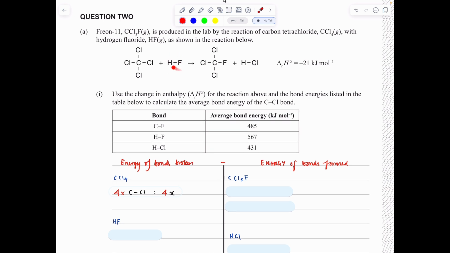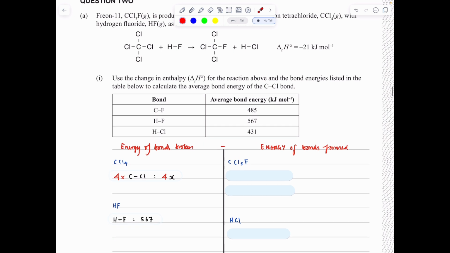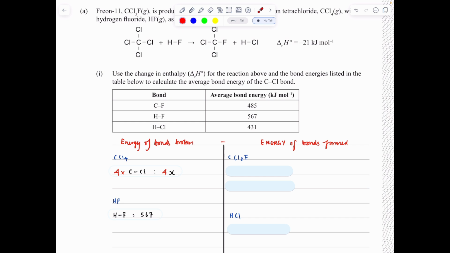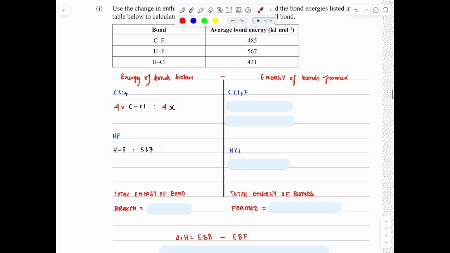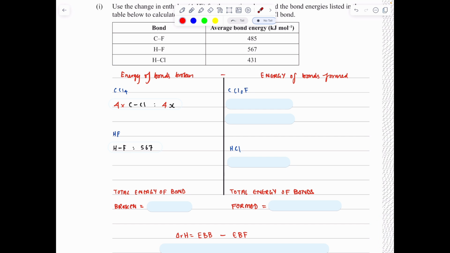The next molecule we're dealing with is HF. According to the table, HF has a bond energy of 567. Because there's only one of them, it's just going to stay as 567. So the total energy of bonds broken is going to be 567 from the HF plus the 4x, which is the CCl4.